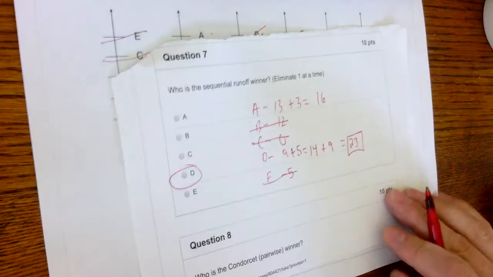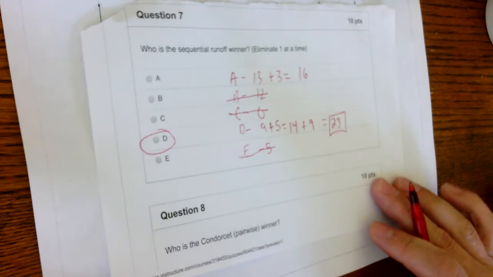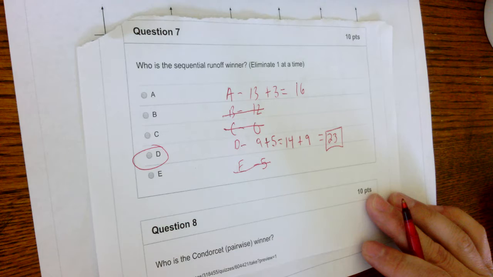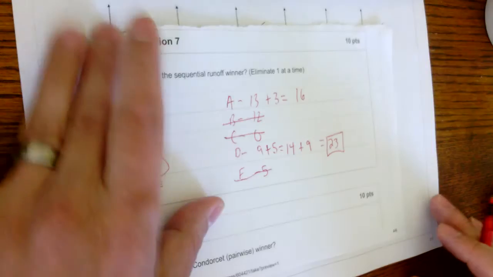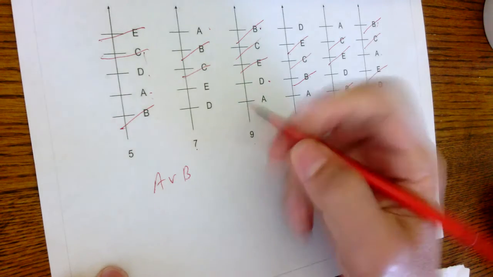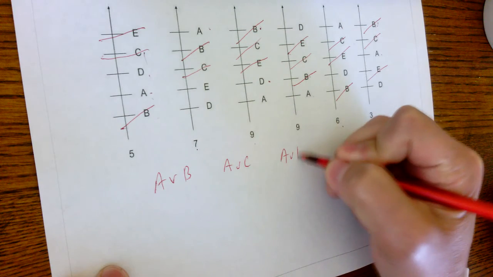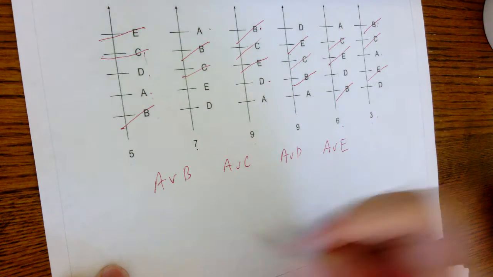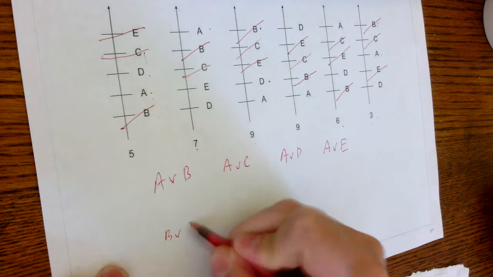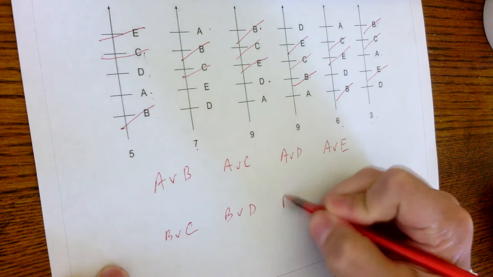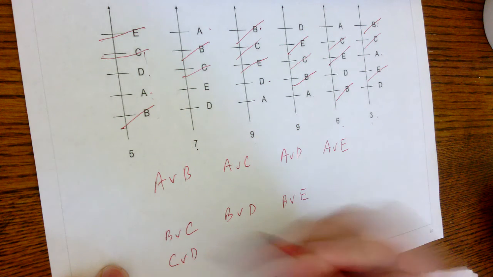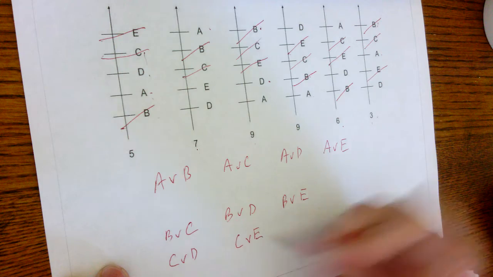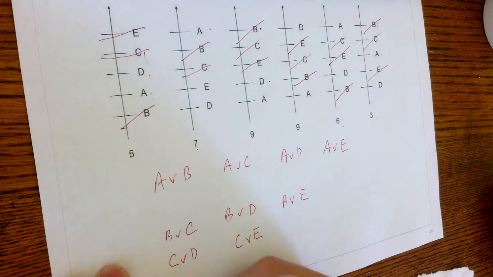Next question is the long one. It's just, who is the Condorcet, also known as the pairwise winner? You're going to go head to head, and you're going to compare all the choices. You're going to go A versus B, A versus C, A versus D, A versus E, and then B versus C, B versus D, B versus E, then C versus D, C versus E, and then D versus E.